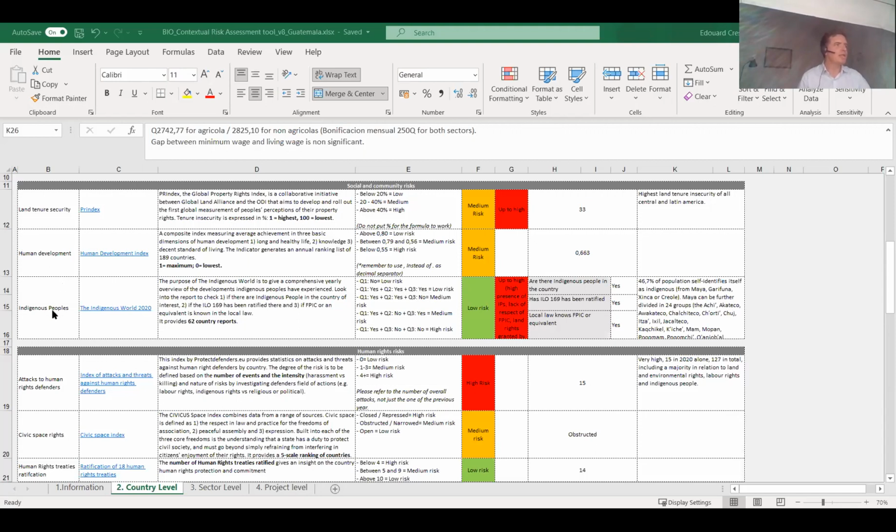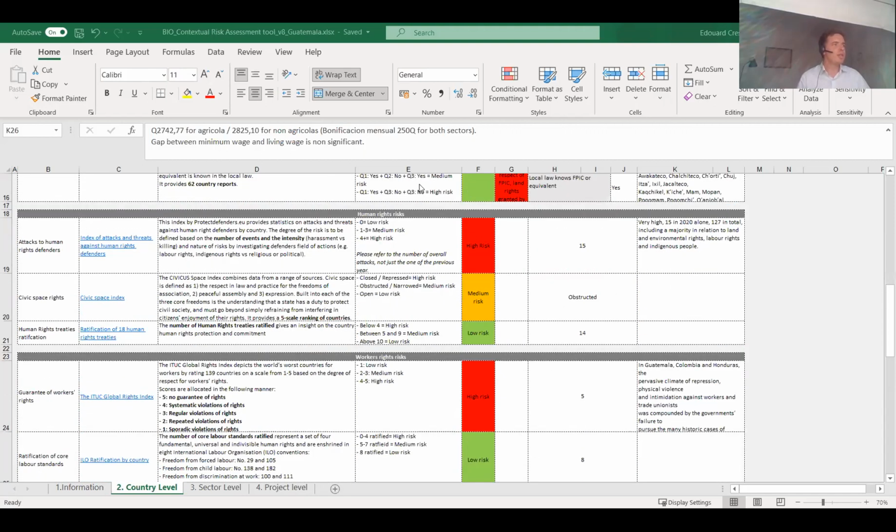And we also look at the presence of indigenous people, because if there are indigenous people, then we will need to trigger IFC PS7 and make sure that the project is consulting with communities and assessing its impact in what we call a culturally appropriate way, which means using indigenous people's language, making sure that they are fully informed of the project, that they provide their full consent for it, and so on.